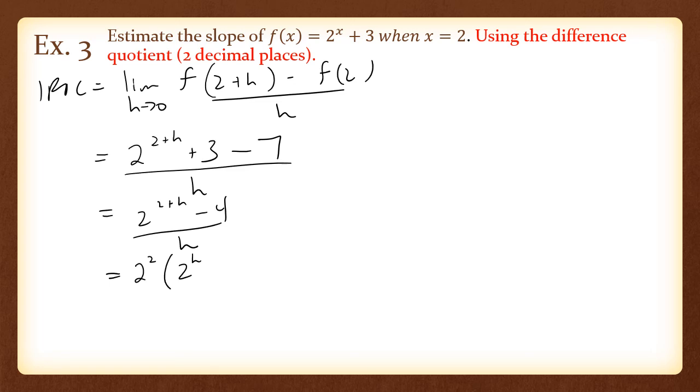Remember, if you were to work backwards, you would distribute that 2 squared in. When you have like bases, what do you do to the exponent? You add: 2 plus h. Negative 4, if I take 2 squared out of 4, right? 2 squared is 4, that's just minus 1, all over h. What's 2 squared? 4. 2 to the h minus 1, all over h.